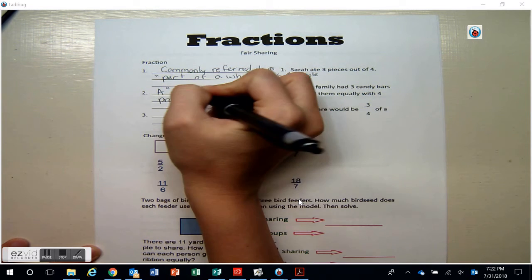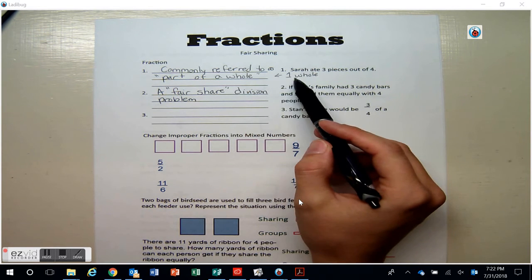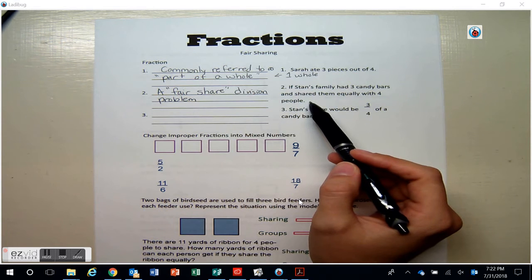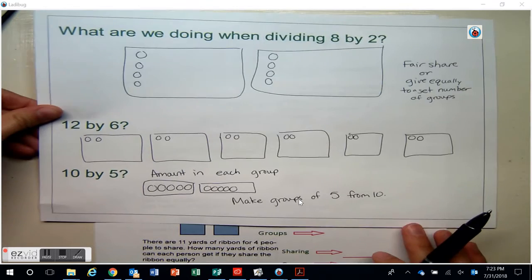So 10 divided by 5, that still gives me an answer of 2, but this time we're asking a different question. Here, we were saying how many go into each group. Here I'm saying there are 5 in each group. How many groups can I make? Different question. The division is the same, but what I'm looking for is a little different. I can make groups of 5 from 10.